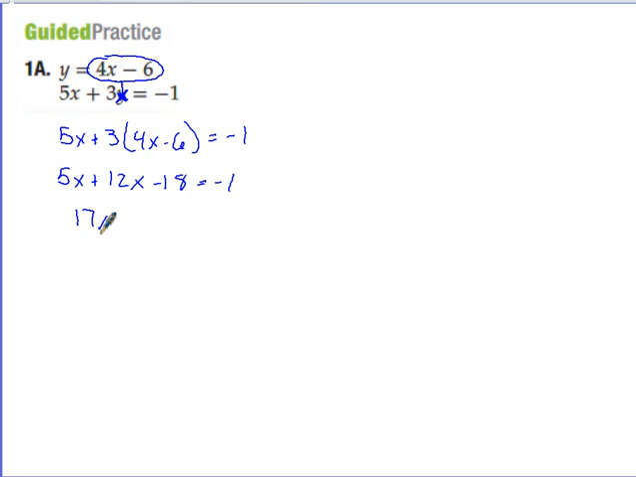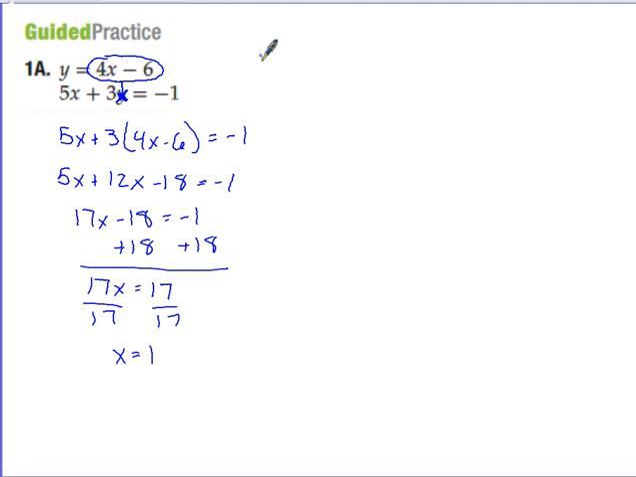Then to solve this, I'm going to distribute first, so 5x plus 12x minus 18 equals negative 1. Combine my like terms, 17x minus 18 equals negative 1. Add 18 to both sides. 17x equals 17. Divide both sides by 17, and x is equal to 1. So I know half of my ordered pair, it's 1 comma something. To figure it out, I'm going to take this 1 and plug it in for x. I'm going to choose the first equation since it's already solved for y. So y is going to be equal to 4 times 1 minus 6. 4 times 1 is 4. 4 minus 6 is negative 2. So y has to be negative 2.